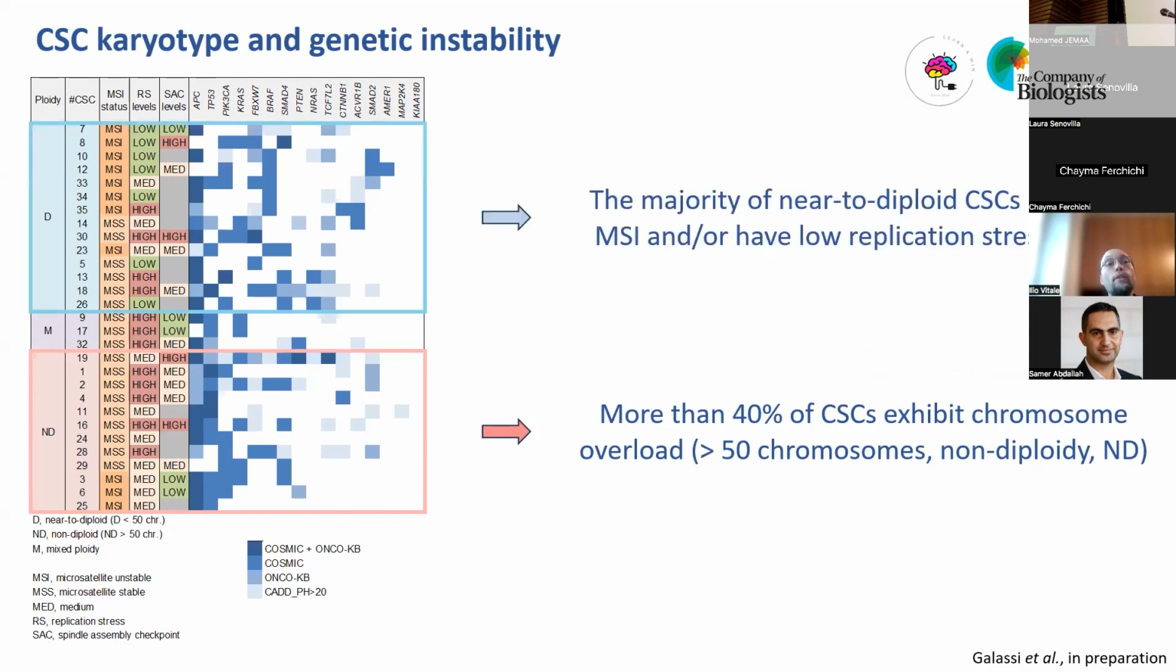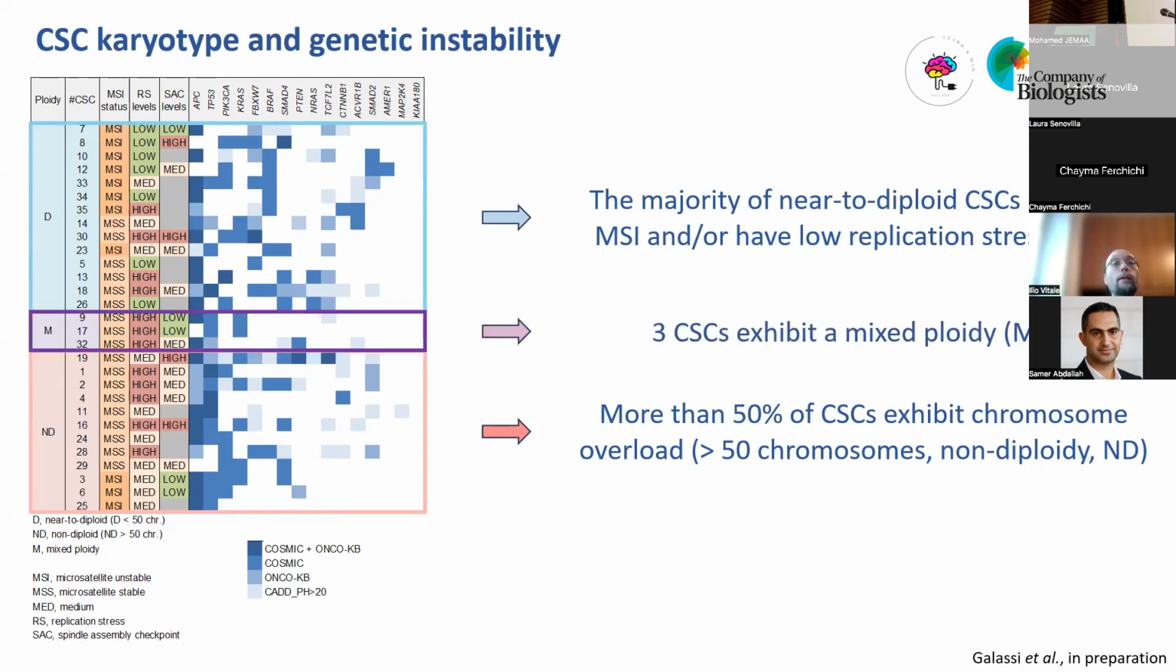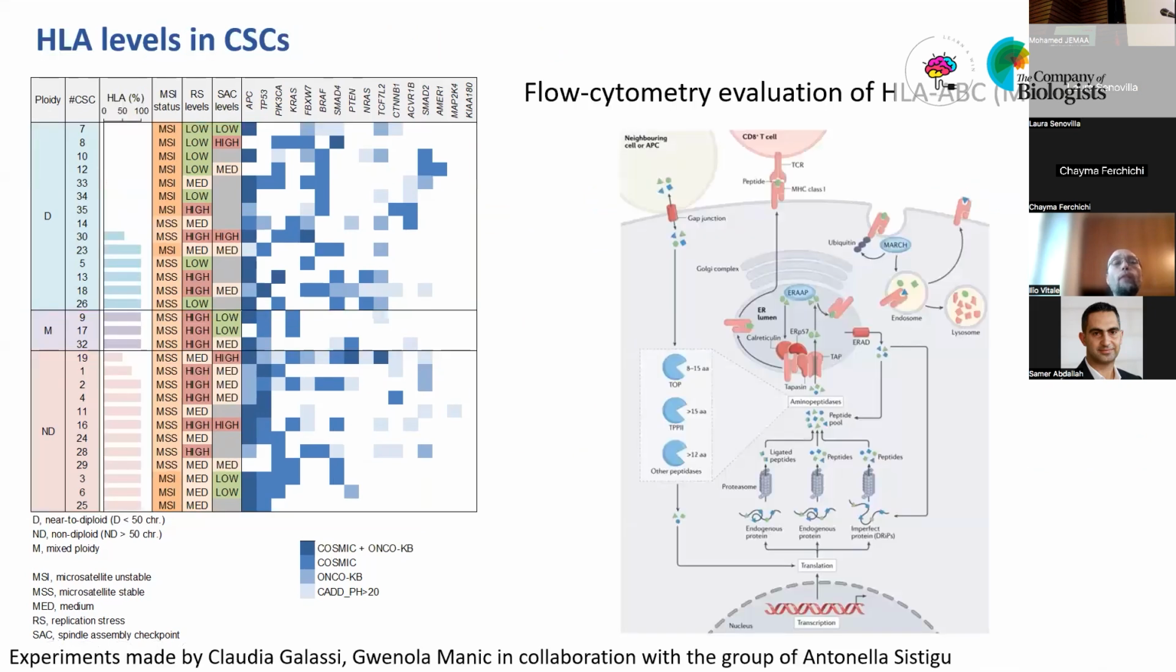Considering diploid cells, we show that a very considerable percentage of diploid cells, so pseudodiploid cells, display microsatellite instability, and this also was expected. So we are confident of our panel, and as I told you, we use this panel to analyze the immunogenicity and the immune system-related parameters.